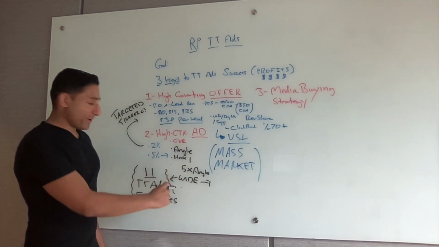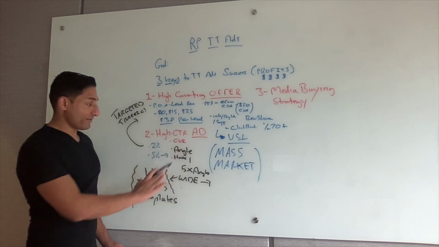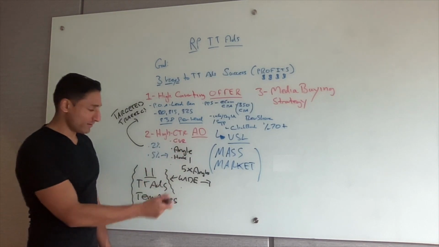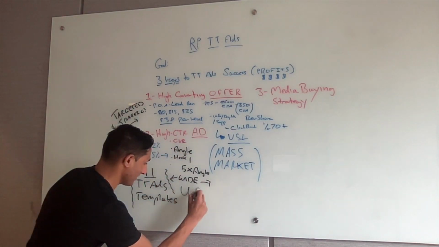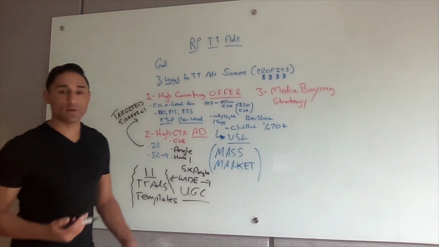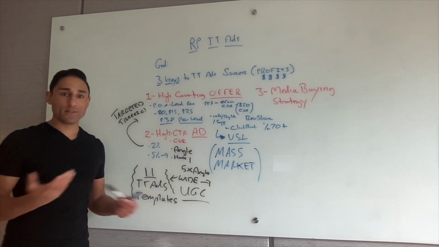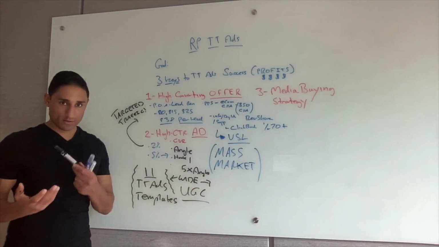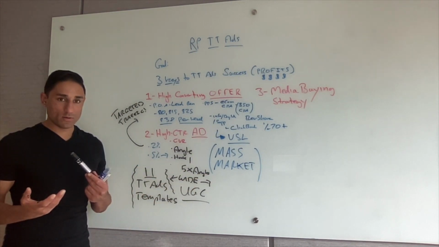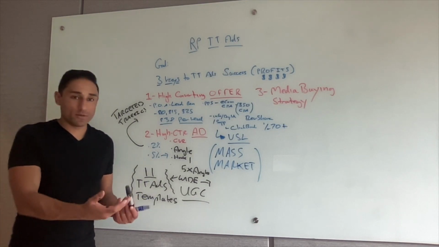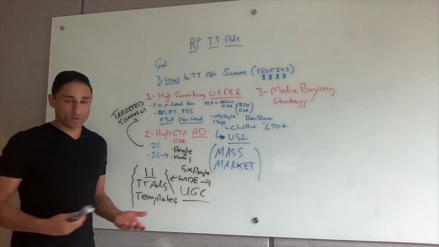I almost forgot the last part of the success to having a high converting ad, right? We've got the 11 templates. The final part is something called UGC, okay? User generated content. The ad needs to be created by a person who, it could be you, it doesn't have to be you, right? It's called user generated content.